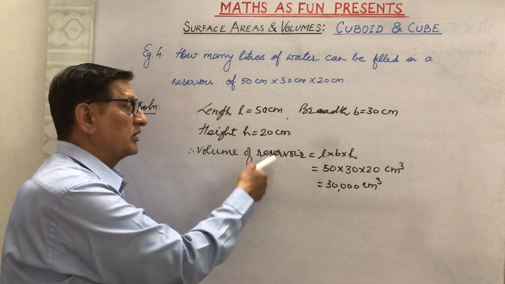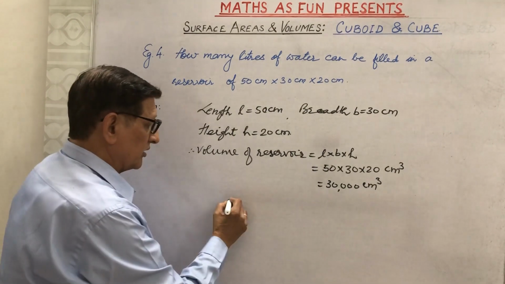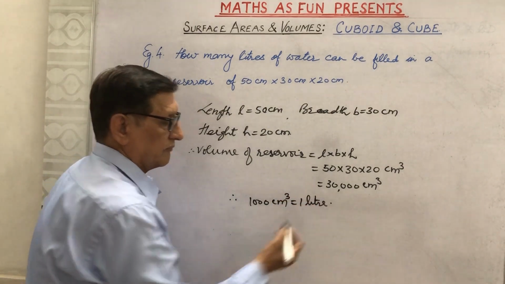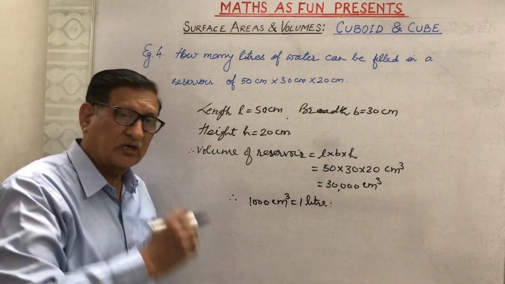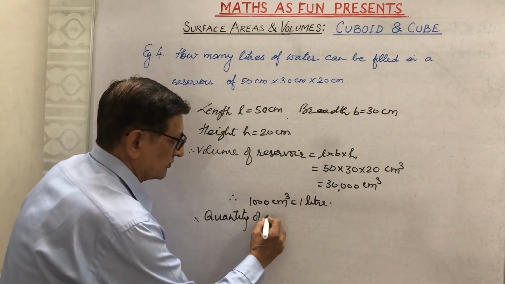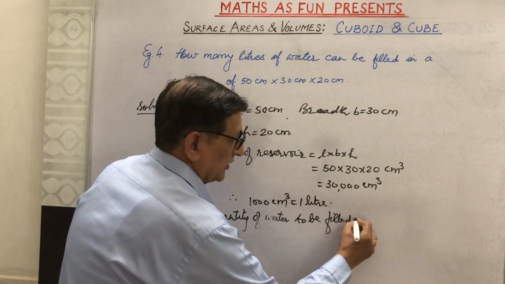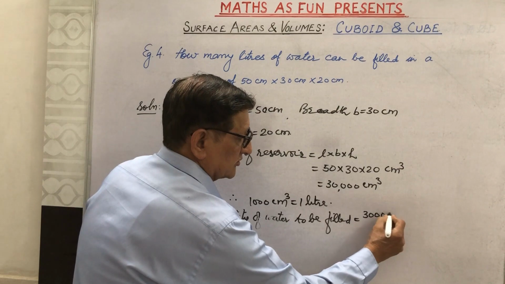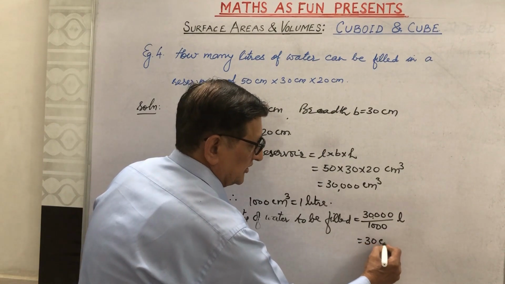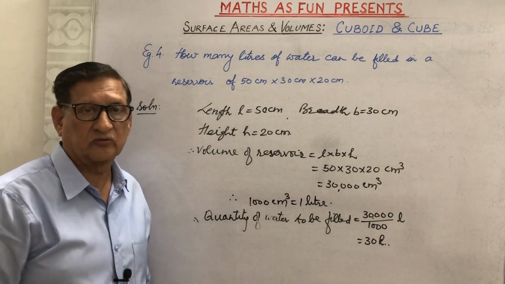Now we have to find out the quantity of the water in terms of liters. And we have already learnt that 1000 centimeter cube is equal to 1 liter. In the previous video we discussed this. So we can write, therefore, quantity of water to be filled is equal to 30,000 divided by 1000 liters, and that comes as 30 liters. It means 30 liters of water can be filled in that particular reservoir.